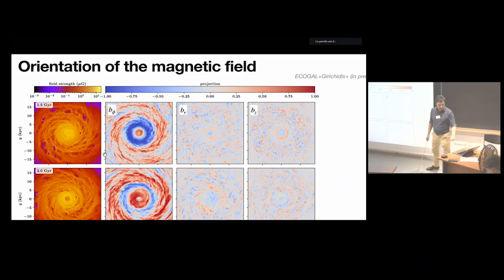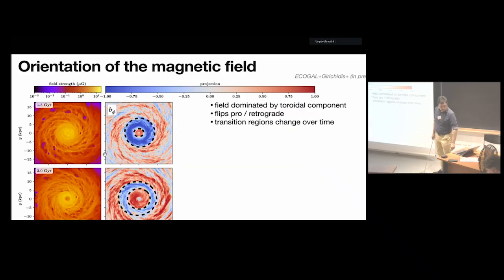Another thing that is striking in the simulations is that we have blue and red regions here. So this is the projection along phi. So we see regions that are retrograde and prograde with the rotation of the galaxy.